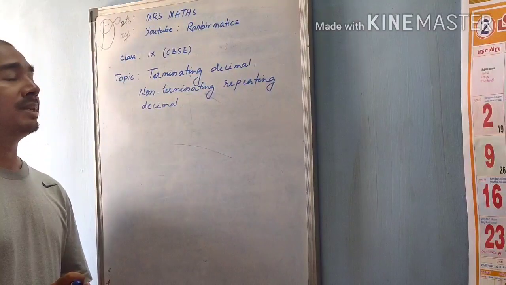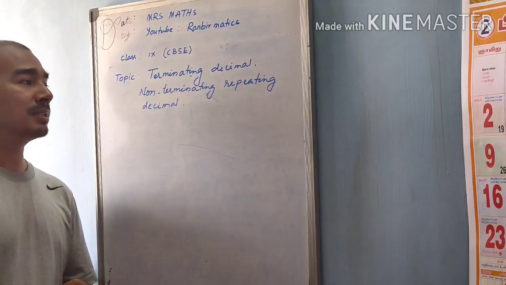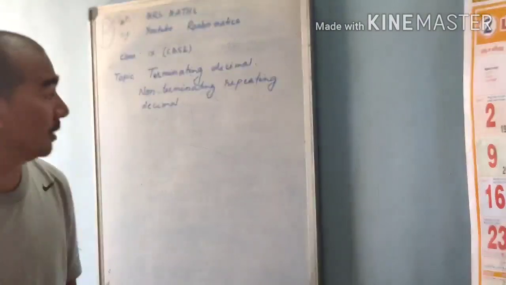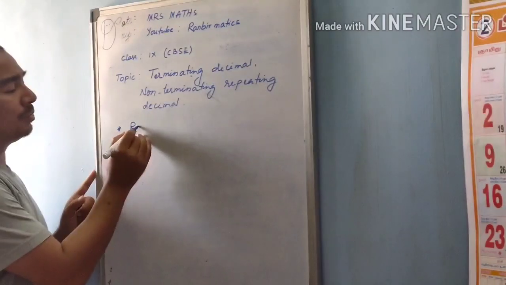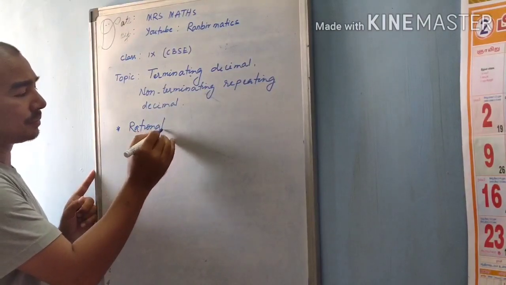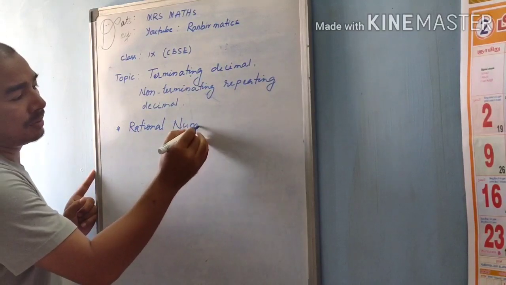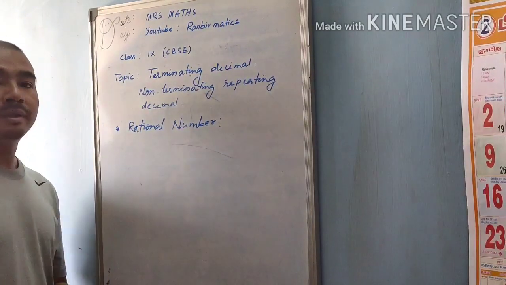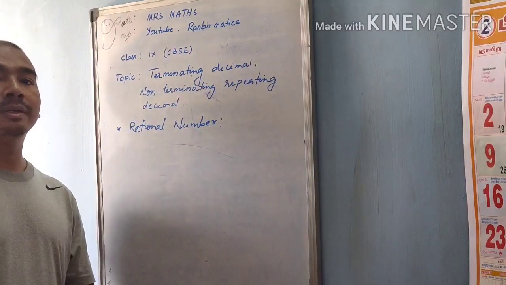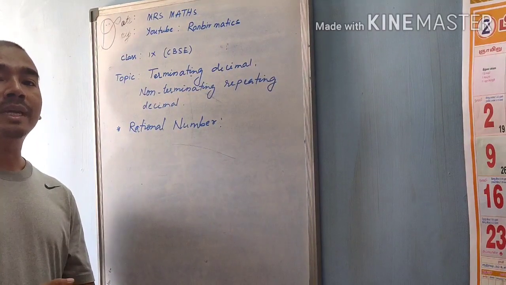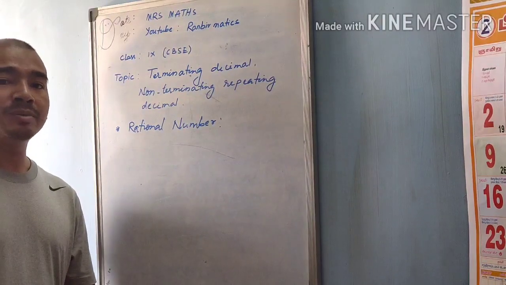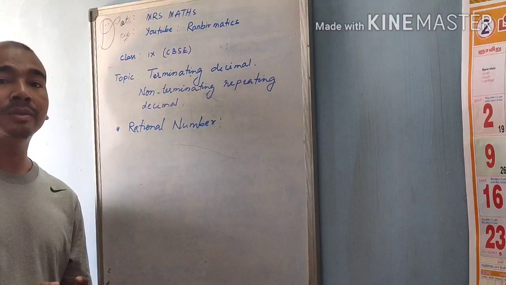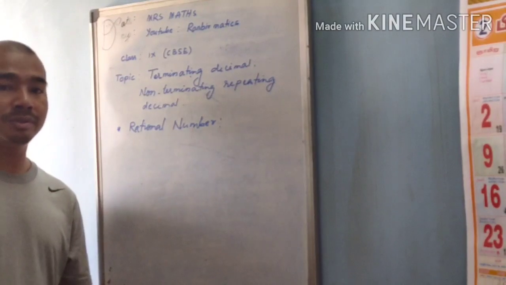In this video, I am going to teach you a topic from 9th standard CBSE, terminating decimal and non-terminating decimal. Before learning this one, first of all, we must know what we mean by rational number. As we have already learned, a rational number is a number which can be expressed in the form of p by q, where p and q are integers and q should not be equal to 0.